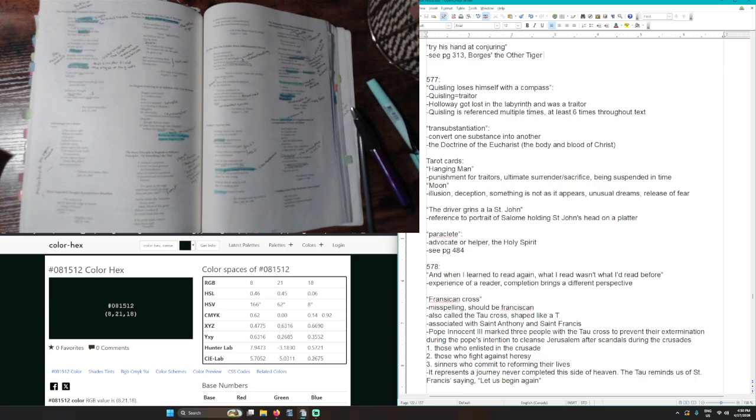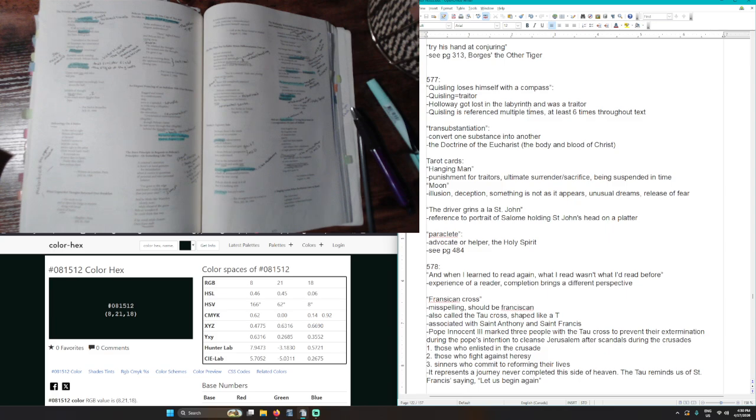We get this word transubstantiation. In this poem specifically, and actually the next one too, there's a lot of references to Catholicism. It doesn't say, Nice, Toledo, Rome. He's in some very Catholic places there. So transubstantiation is to convert one substance into another. It's the doctrine of the Eucharist in Catholicism, which is about converting the body and blood of Christ into the bread and wine. We also get references to possibly tarot cards.